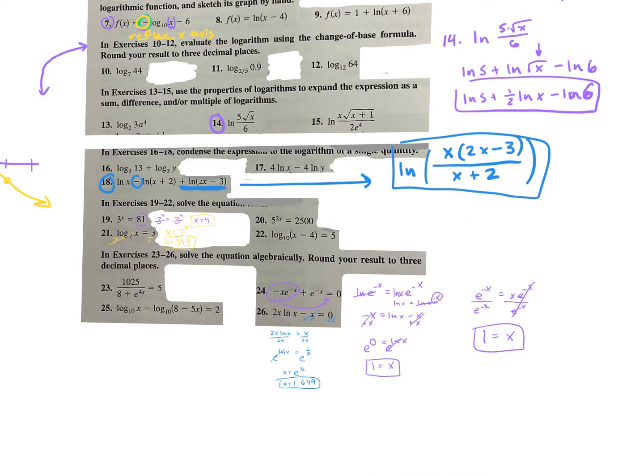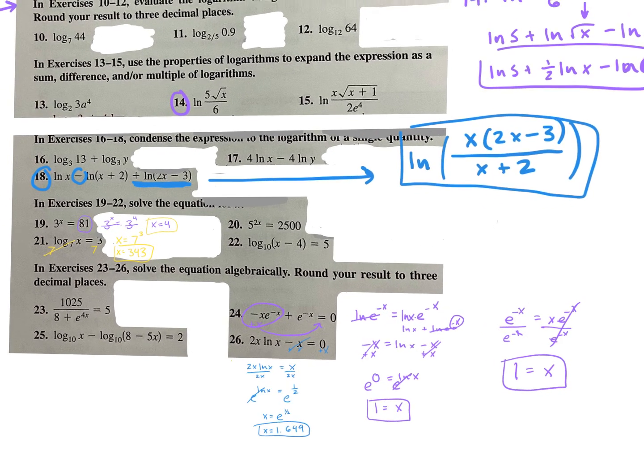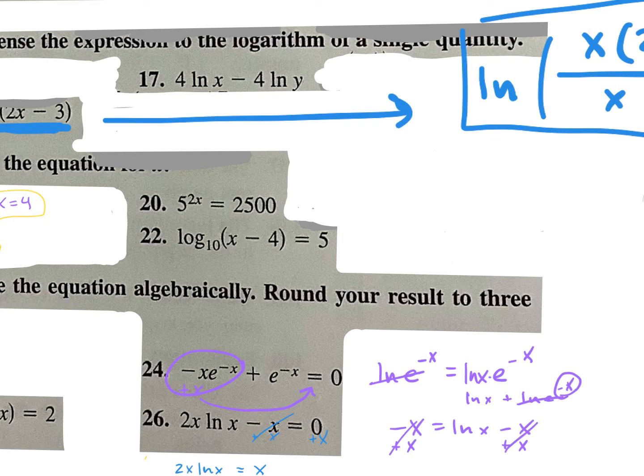I'm going to do a couple more of the solving ones just for practice, because the more you practice doing them, the easier it becomes to see what you need to do to solve. So looking at 22, to get rid of the log, I would need to make my big base 10 on both sides, so it'll cancel out. So I have x minus 4 is equal to 10 to the 5th power. So x minus 4 is equal to 100,000. So then we add 4 to both sides. x is equal to 100,004.